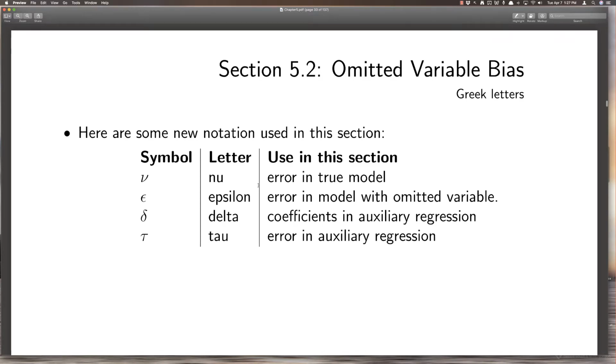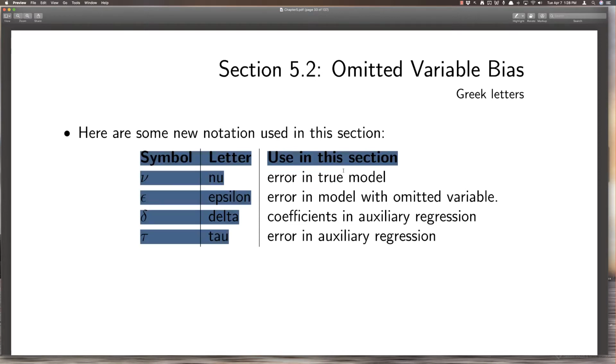We're going to need a little bit of notation to make this work, because we need to be able to talk about what a perfect and true beta 1 hat would look like, and what a biased beta 1 hat looks like. So we need a little bit of notation to distinguish between the true beta 1 hat and the biased beta 1 hat. In order to not get confused, we're going to add a little notation here. Nu, this Greek letter nu right here, is going to be the error in the true model.